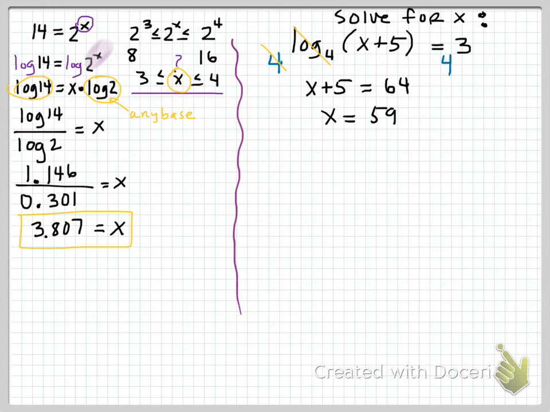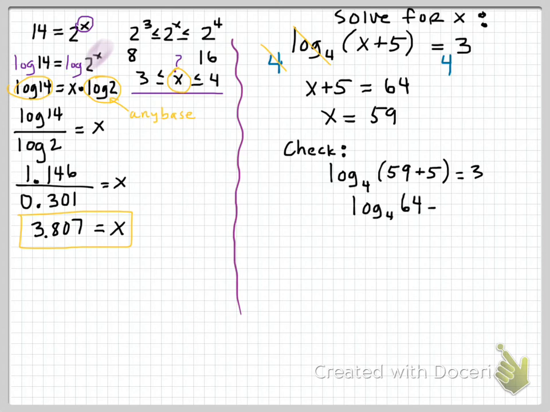Subtracting, I get 59, and now I'm going to plug back in just to check. Okay, so log base 4 of 59 plus 5 equals 3. Is that true? Log base 4 of 64, does that equal 3? And it does, right? So 4 to the third is 64, and that's correct.